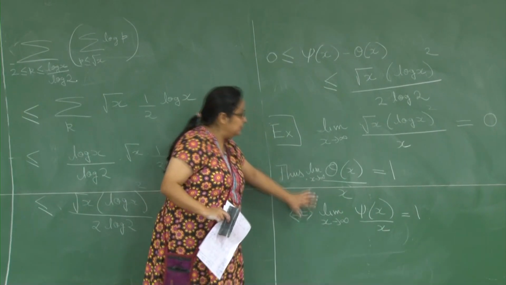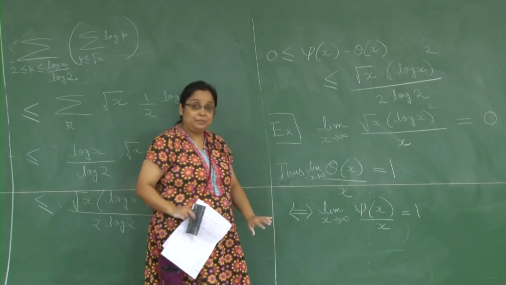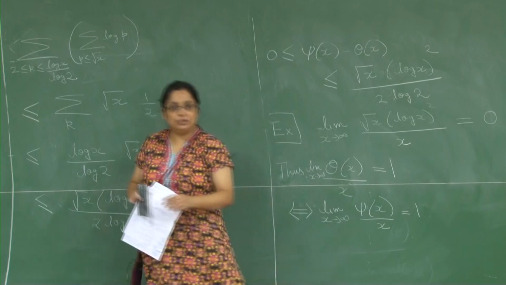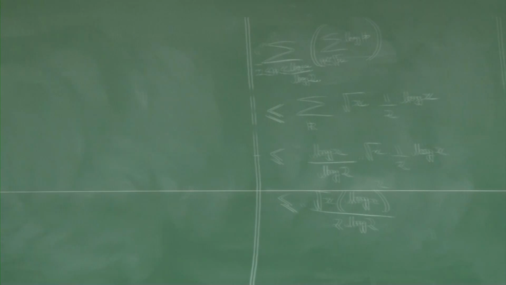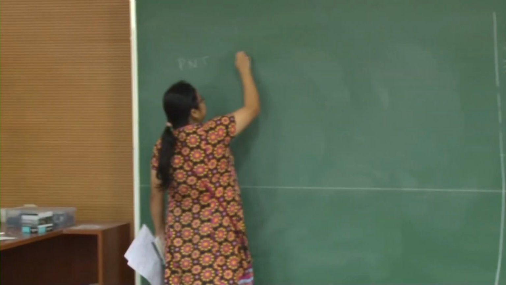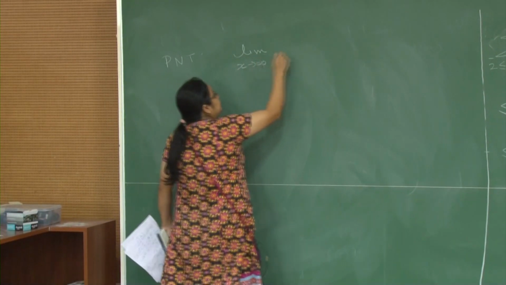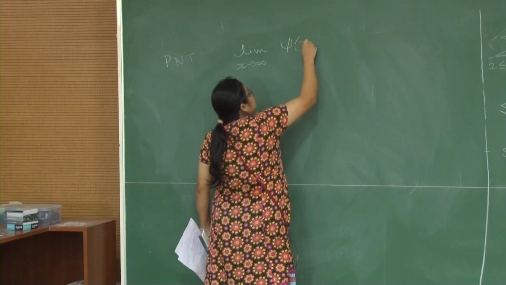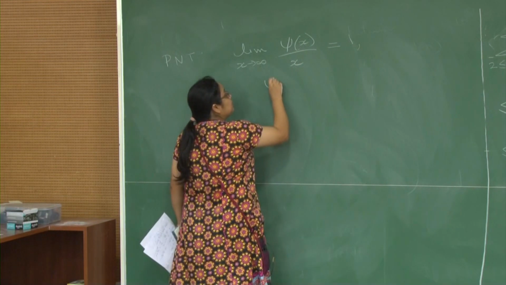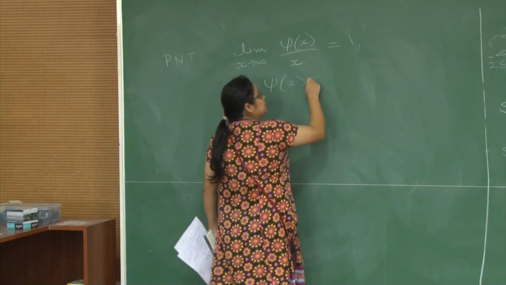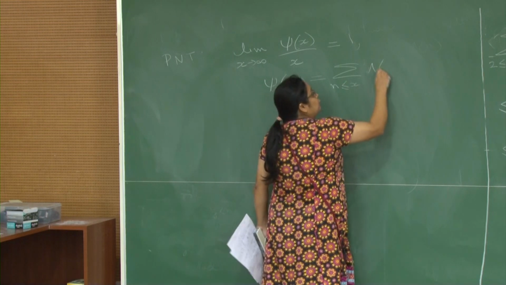And this is the form. The reason we did all this work to reduce the prime number theorem to this form is that this is the form in which we eventually prove the prime number theorem. So, prime number theorem is the statement that limit x goes to infinity psi of x over x is equal to 1, where psi of x is the partial sum of the von Mangoldt function.